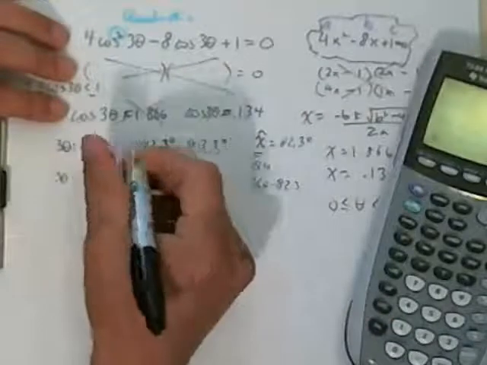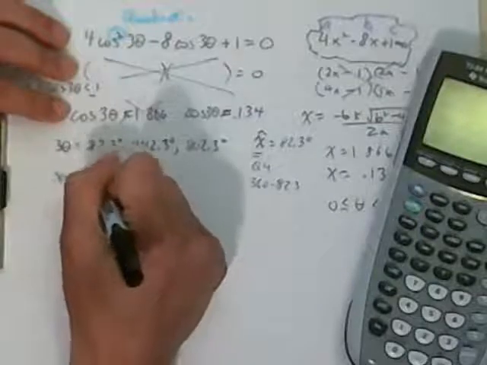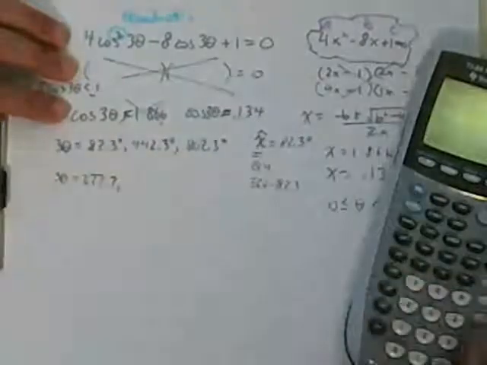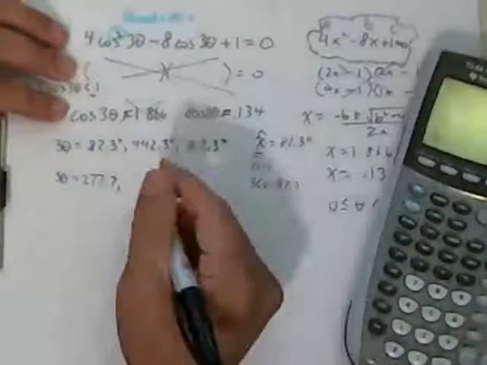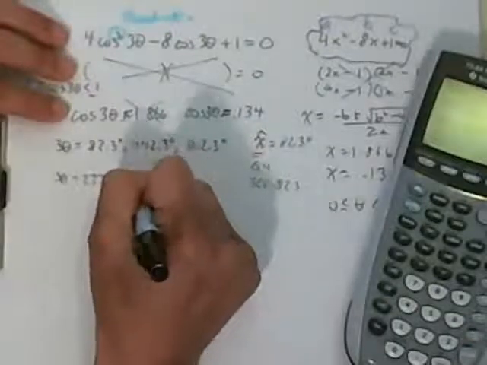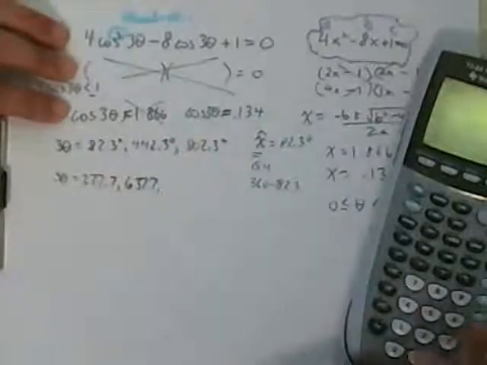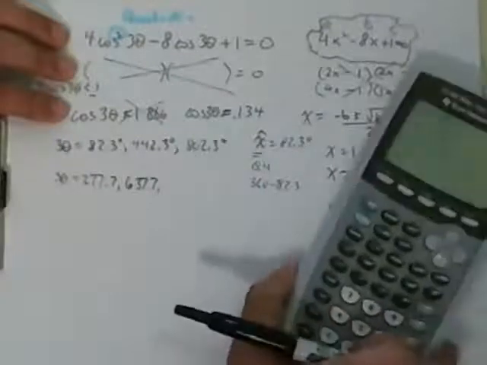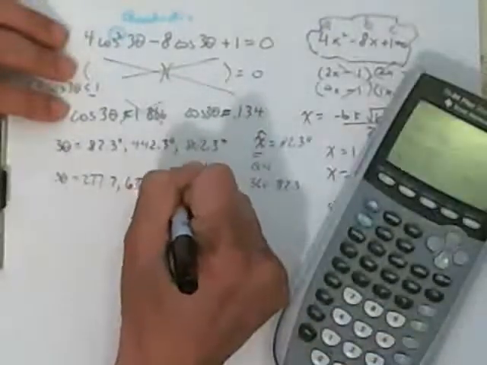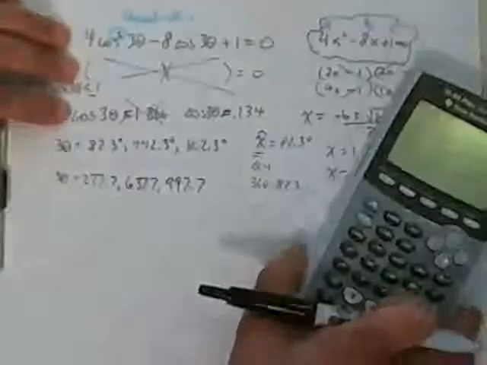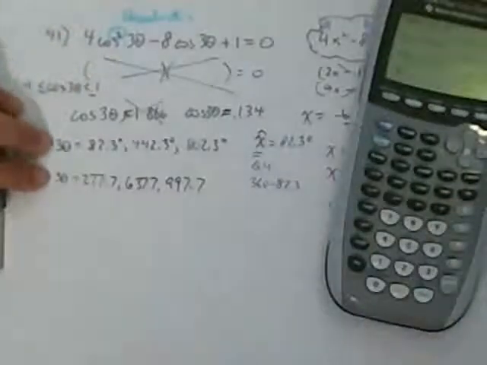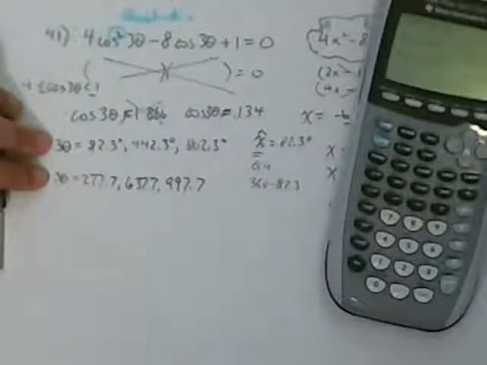So 3 theta is equal to 277.7. Add 360 to that, and I get 637.7. I add 360 to that, and it comes out to 997.7. So there are 6 solutions for 3 theta.